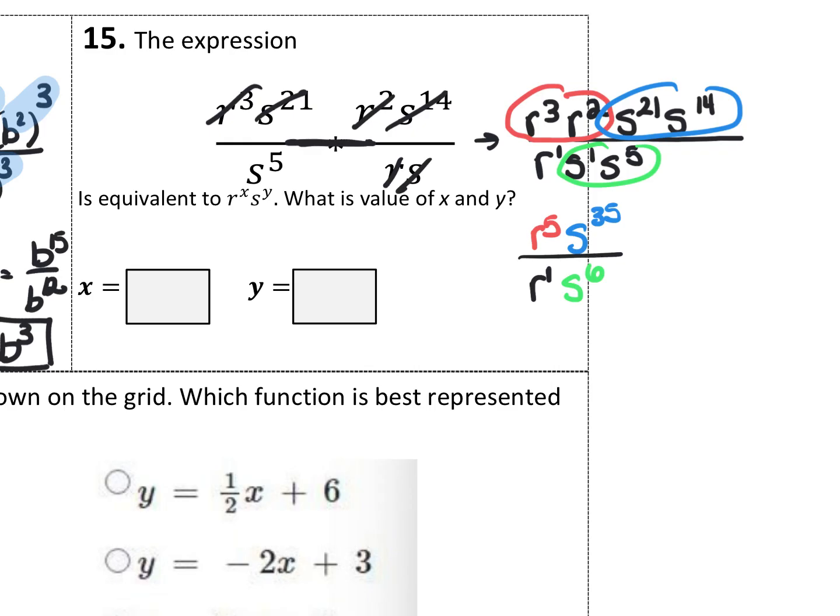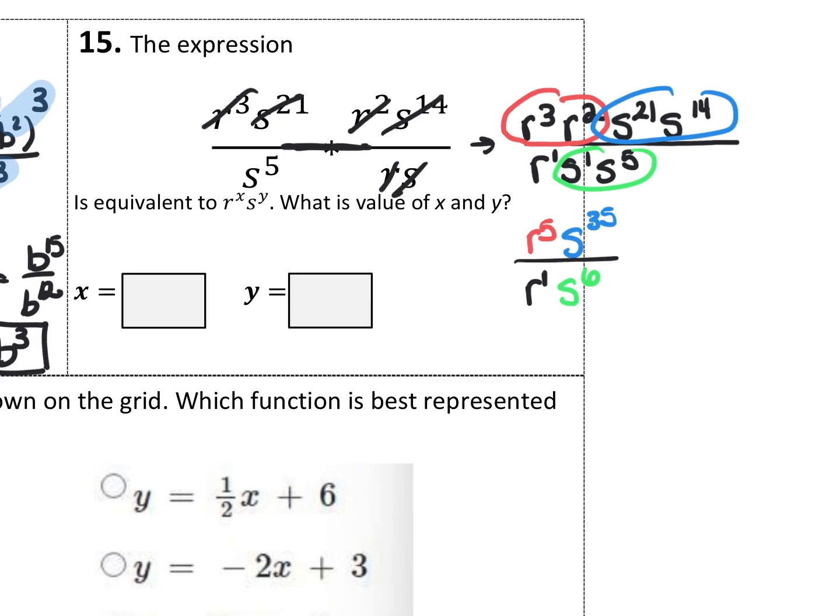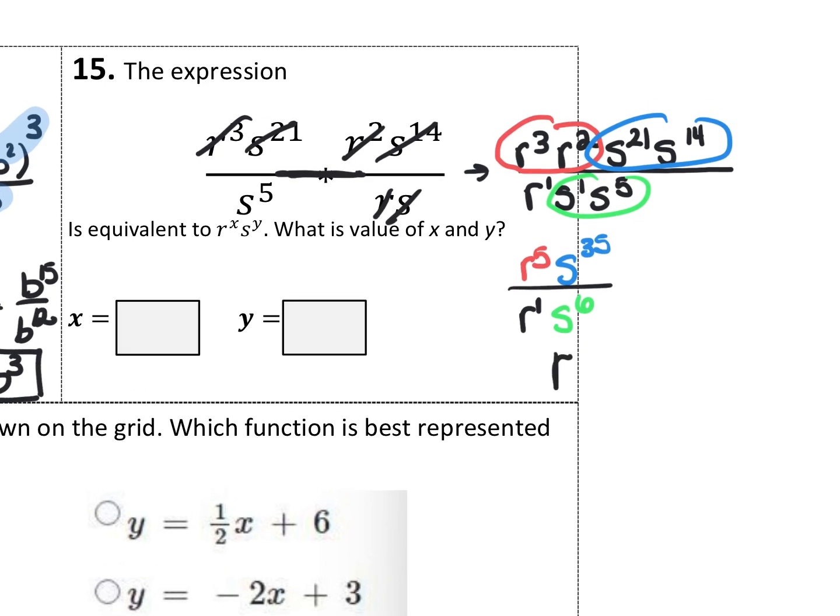So then I can simplify one more time. There's 5 r's on top and 1 on bottom. 5 minus 1 is 4. So I get r to the 4th. And then 35 minus 6 makes s to the 29th. Now if you look, this is my x. And the y is on my s. This is my y. So in the x box, you should just be putting a 4. And the y box, you're going to put just a 29.